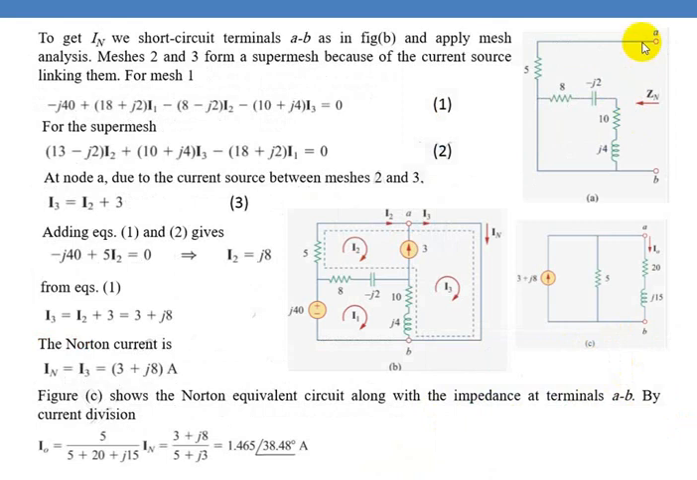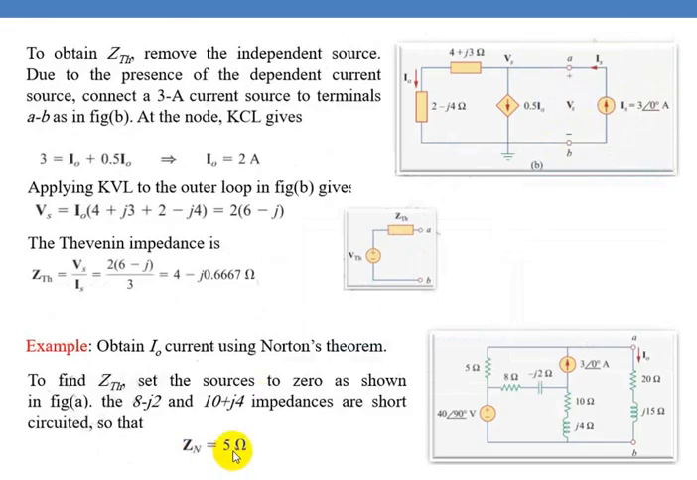So the circuit will be looking like this. Here these two branches come in series and this comes in parallel with the short circuit. So the equivalent resistance in this case will be 0. 0 in parallel with any impedance will give an equivalent value of 0. So 0 comes in series with 5 ohms, and you get the impedance as 5 ohms.